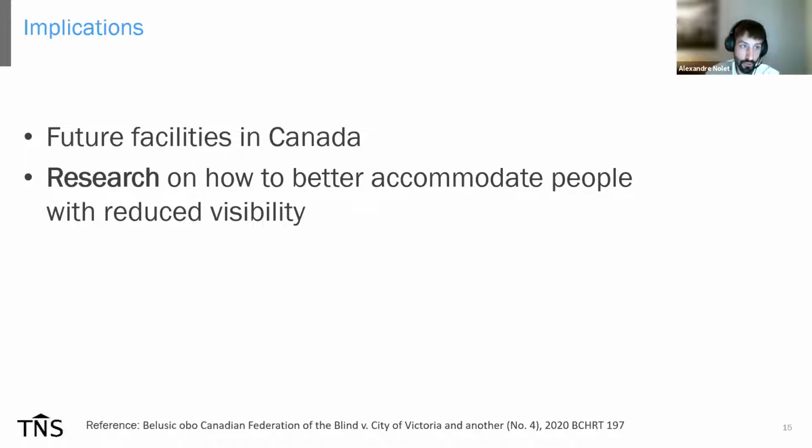So definitely future facilities in Canada may be impacted based on this decision, and definitely there's some research on how to better accommodate people with reduced mobility that should be done. So that concludes my presentation. Thank you.